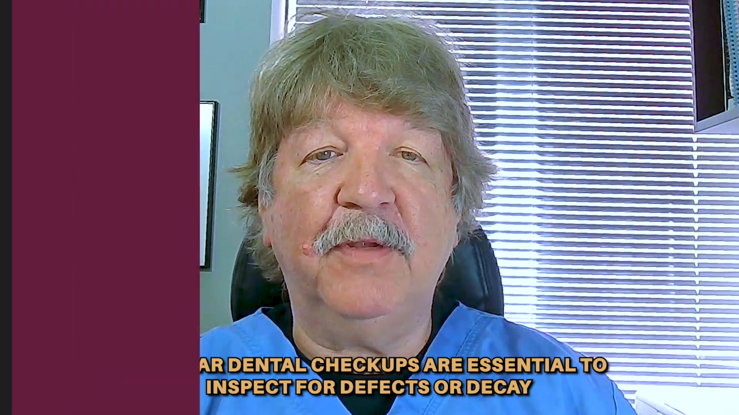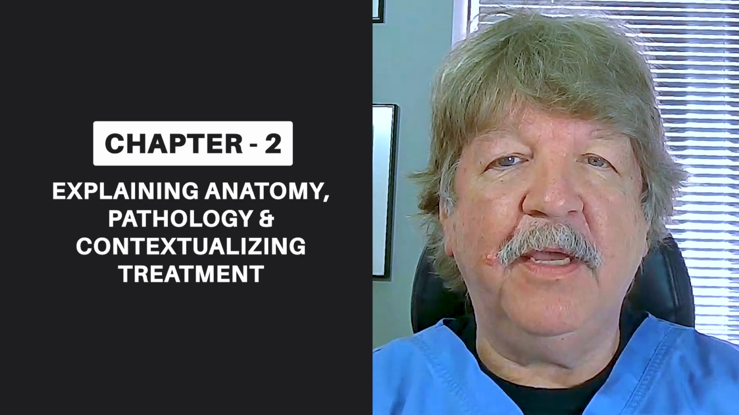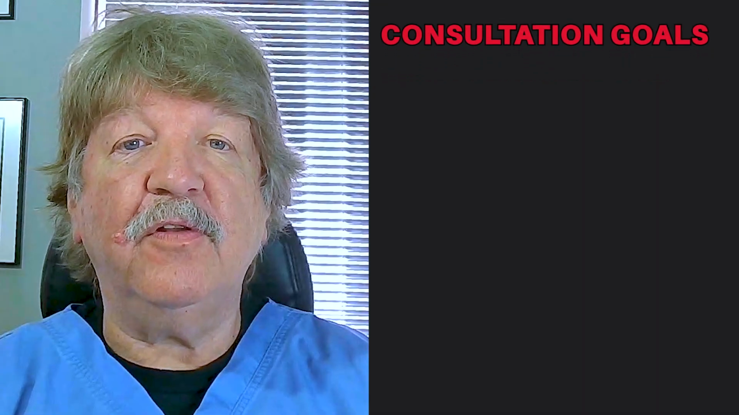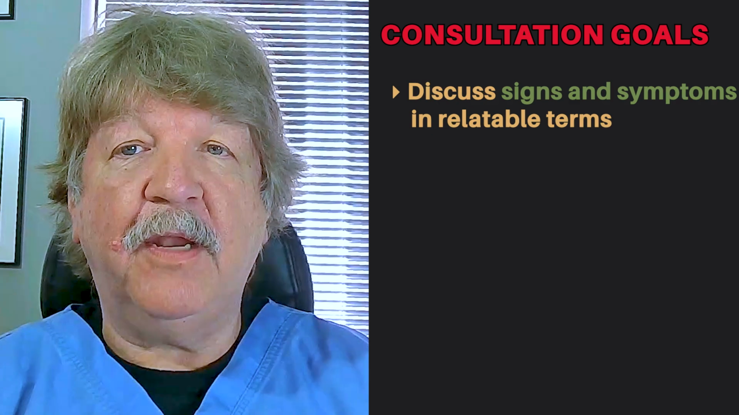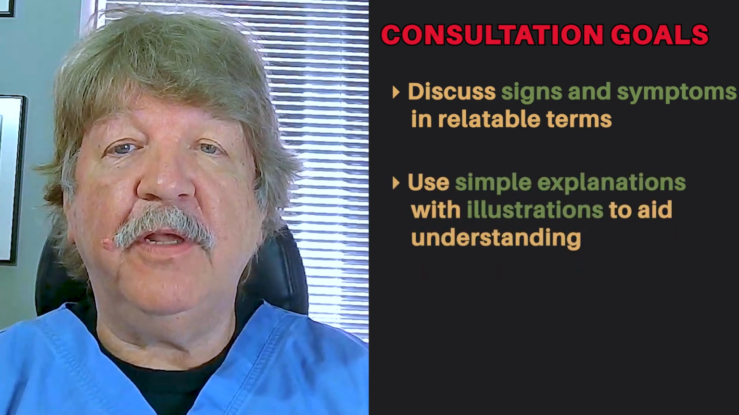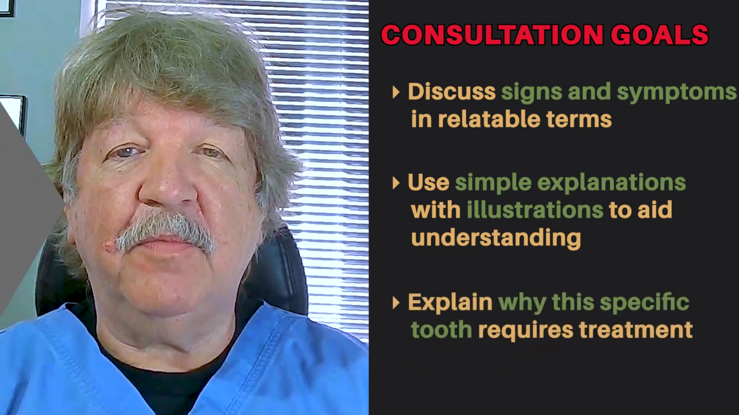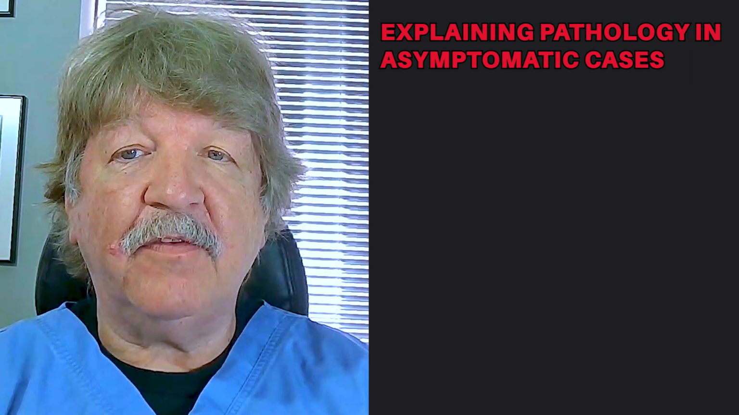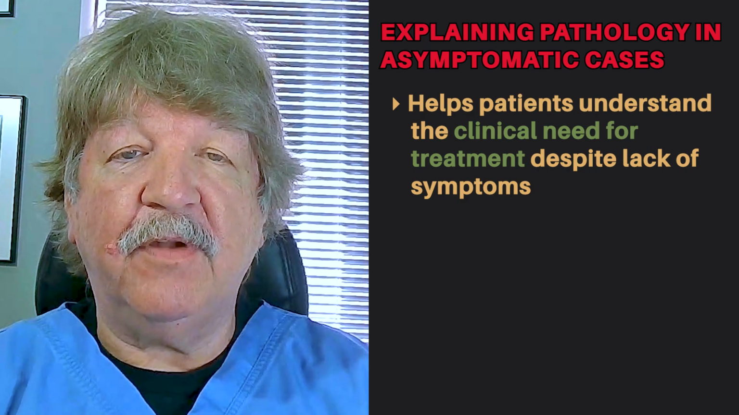Unless they've been treated previously, most patients lack an understanding of tooth anatomy, the pathologic process, and the specifics of the treatment. The consultation should include a discussion of the signs and symptoms and how they relate to the tooth anatomy in a way that the patient can understand. The explanation should be simple and include illustrations of the tooth anatomy and the reasons why this particular tooth needs treatment. In situations where the tooth is asymptomatic, or perhaps it had symptoms in the past, explaining the pathology process places the current clinical situation in perspective.